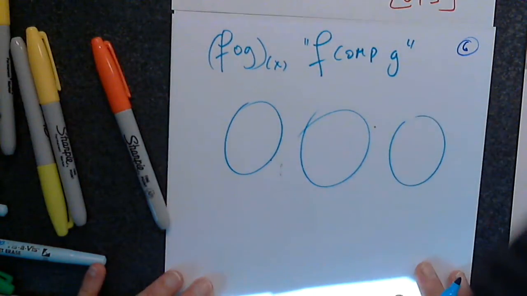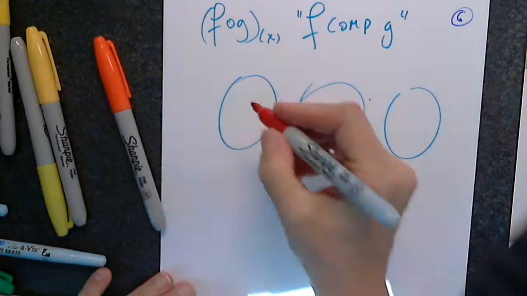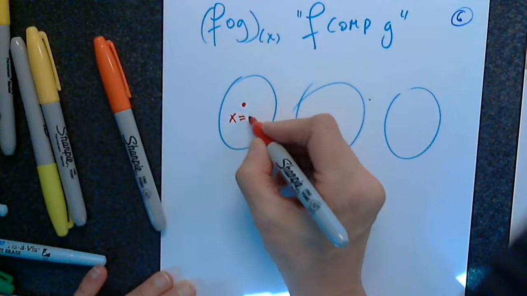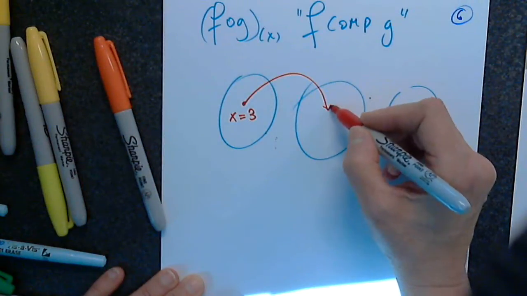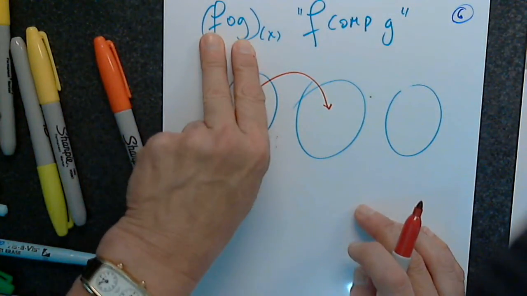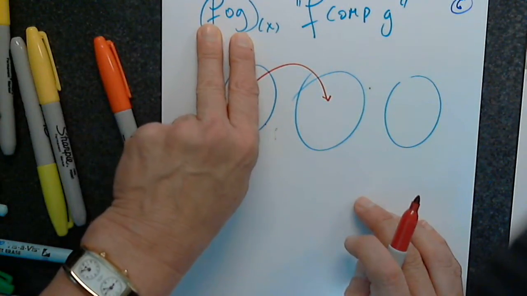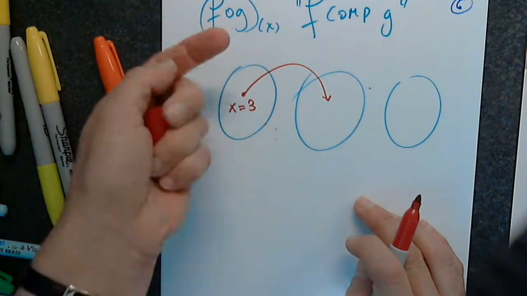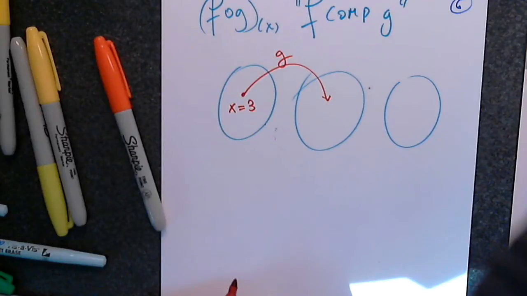Let's look at three bubbles before we identify what this means. And let's say I start with an x value, x equals 3. I apply, which of these two functions is the closest to x? It's a silly question. G. So I have to apply g first. And that will be called the inner function, not because it's closer to x, but because it has to be applied first. So g is the inner.